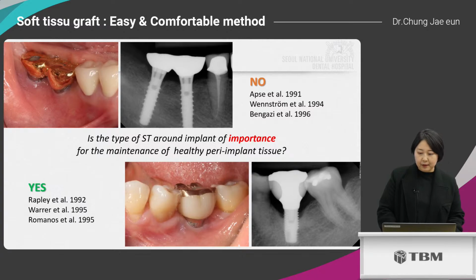Since most implants are placed after some alveolar bone loss has occurred, keratinized tissue is often absent. There are controversial results on whether keratinized gingiva is necessary for implants to maintain peri-implant health. Even if there is no keratinized gingiva around the implant here, some cases show that peri-implant health can last for a long time. But in some cases, if there is no keratinized gingiva, alveolar bone loss or soft tissue inflammation can occur.